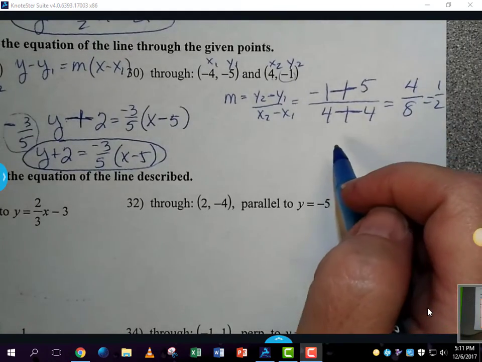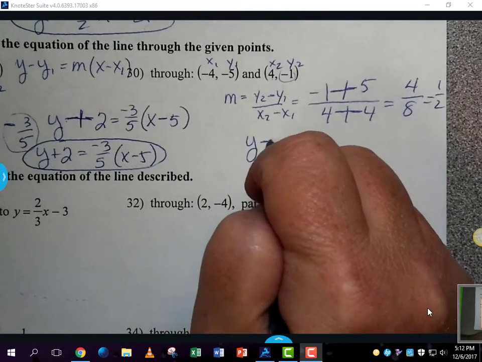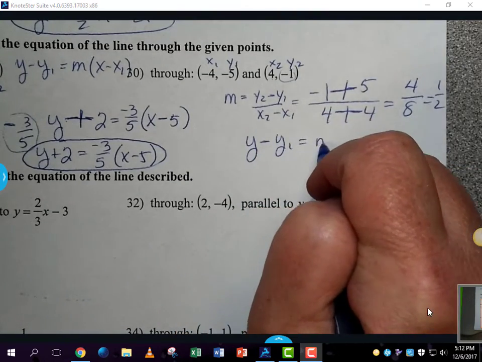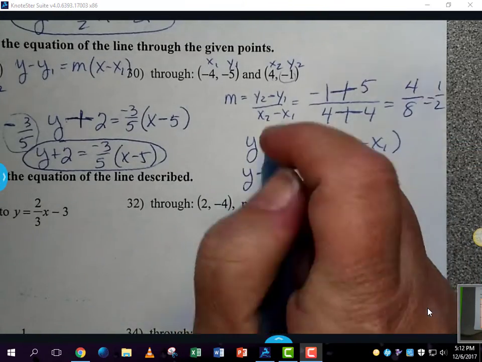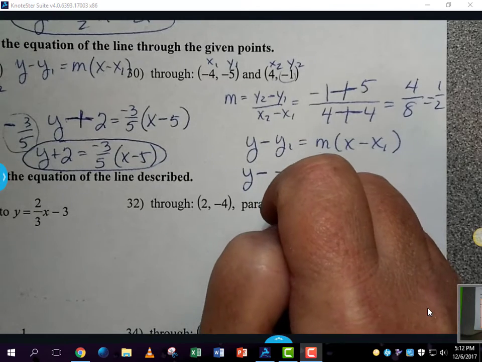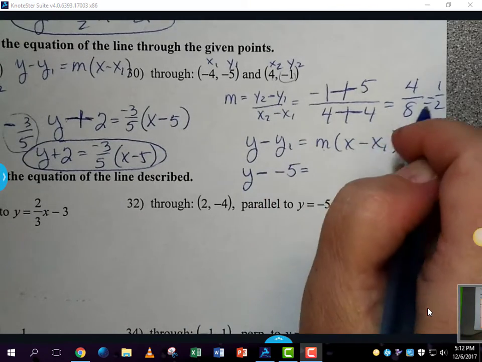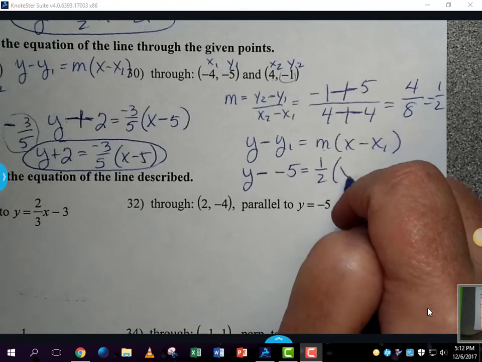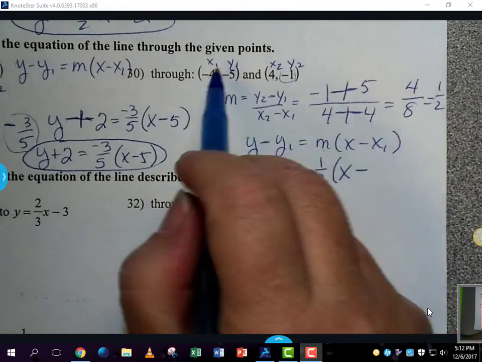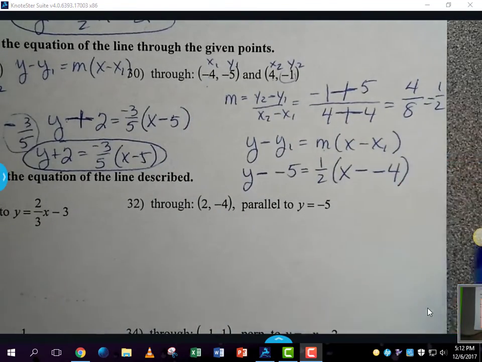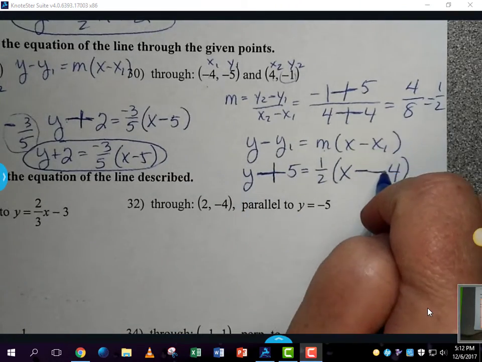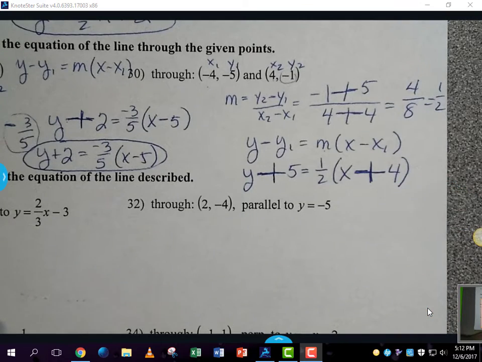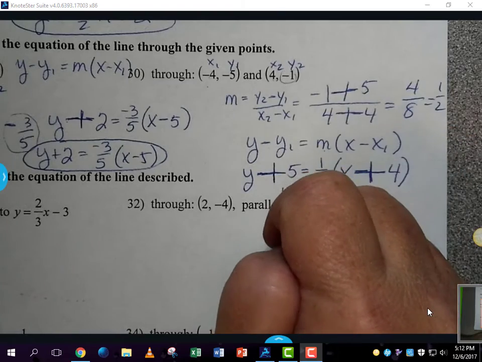So m equals 1/2. So I have y minus y sub 1 equals m times x minus x sub 1. I have y minus y sub 1 is negative 5 equals m, which we just figured out is 1/2, times the quantity x minus x sub 1, which is negative 4. Okay, and then we are going to simplify that, and we get y plus 5 equals 1/2 times the quantity x plus 4.